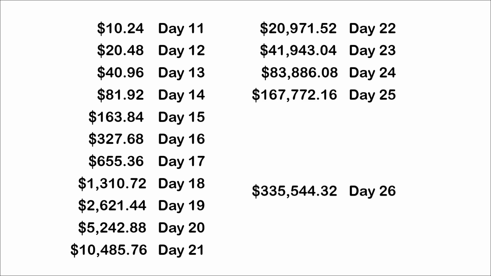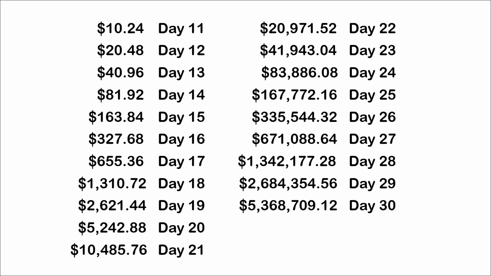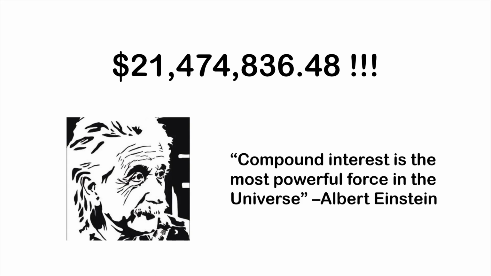Look at what happens as we get to the end of the month. Now, this happened right at the end of the week. We had to wait all this time, allowing things to accrue exponentially. And if we did, now it really looks good. $21,474,836.48. It's called compound interest.